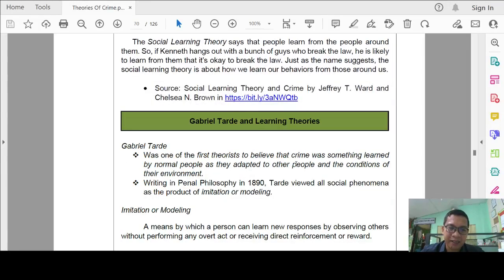Now, Gabriel Tarde and the learning theories also explain how behavior is learned. Tarde was one of the first theorists to believe that crime was something learned by normal people as they adapted to others and the conditions of their environment. So this pertains to the learning itself and the environmental factors of learning. In particular, the living conditions of the community and its behavior can contribute to the behavior of an individual. Kung saan ka nakatira tapos ano yung conditions dyan sa tinitiran mo, it will reflect to your behavior.